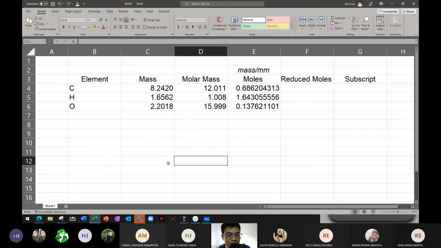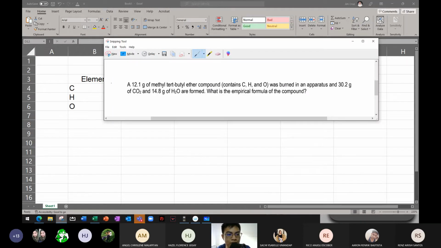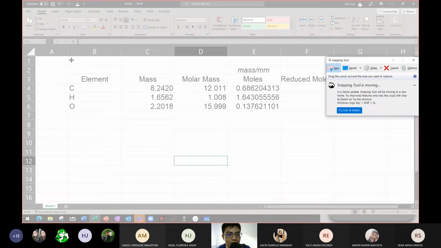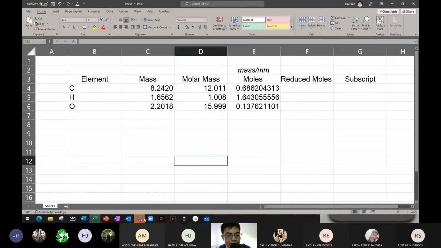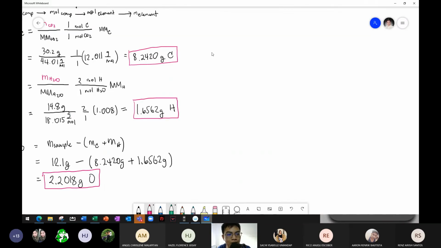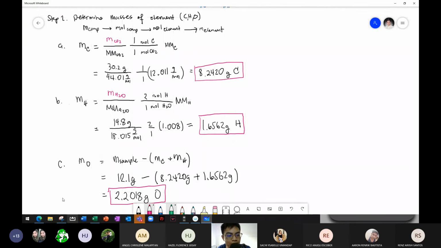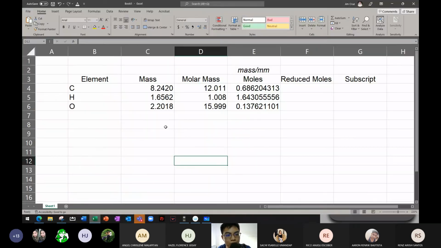Okay? Kunwari, ito yung quiz question. You just take a screenshot. And then, yun yung i-upload mo, together with the handwritten solution. Yung handwritten solution, ito yun. Yung mga molar, yung mga masses. And then, ito na yung step 2. Kahit Excel mo na lang.